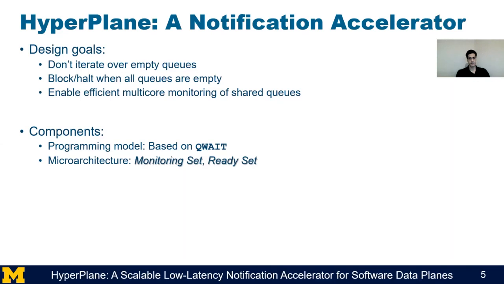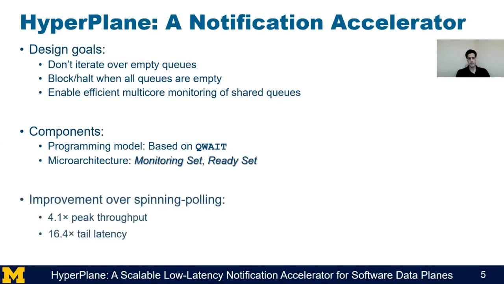HyperPlane is composed of a familiar programming model centering around the queue wait instruction, which eliminates the need for spin polling. It is backed by a hardware subsystem, including a monitoring set and a ready set. The monitoring set watches for work arrival from I/O, and the ready set determines which ready queue should be serviced according to a service policy. Compared to a state-of-the-art spin polling-based software data plane, HyperPlane significantly improves both throughput and latency.